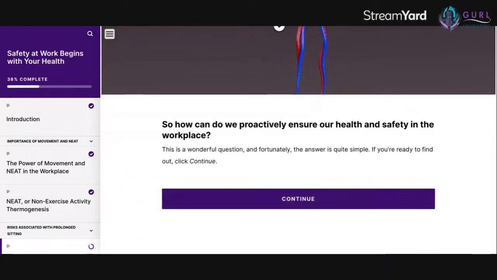So then we go on. How can we proactively ensure our health and safety in the workplace? That is a wonderful question. And fortunately, the answer is quite simple. If you're ready to find out, click continue. So again, instead of being super direct and in your face, click continue, keep it moving. This is a more nudging type of way.